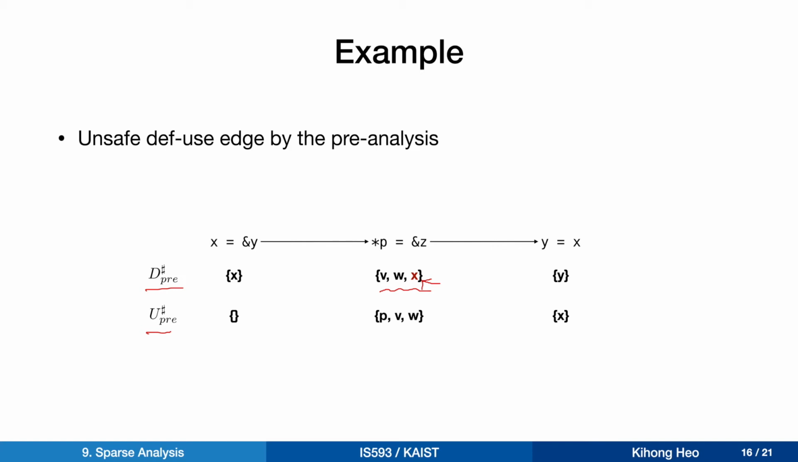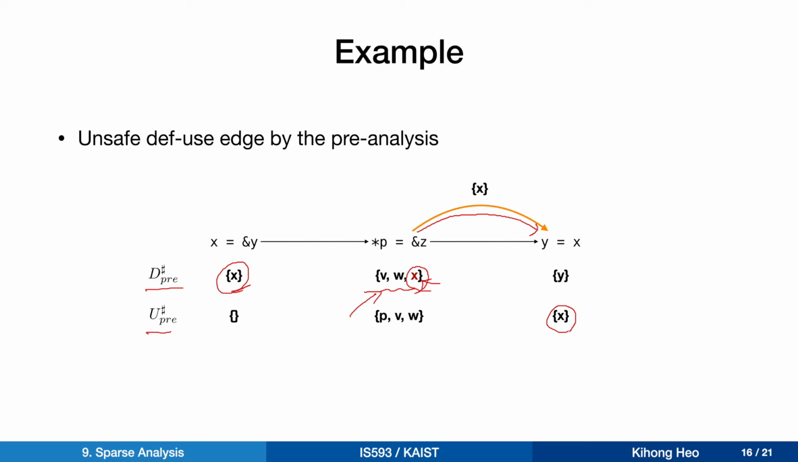Then according to our definition of def-use chain, we will have only this def-use chain, because x is defined here, used here, and not modified in between. So we have this def-use chain. This one will be missed, because the definition of x from this label is killed by this label.